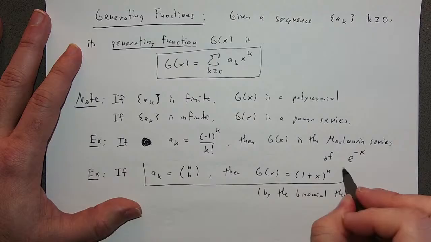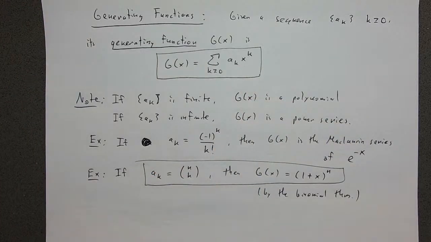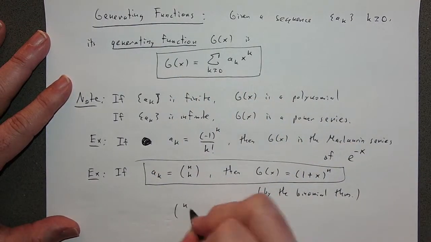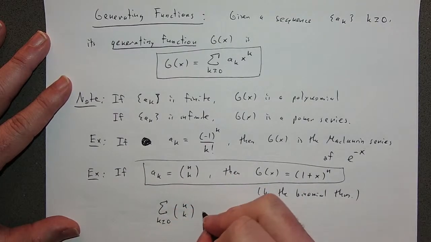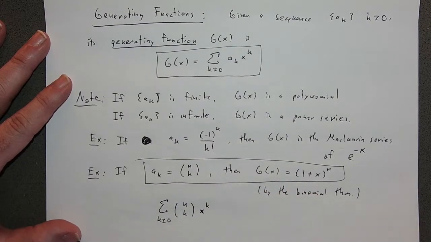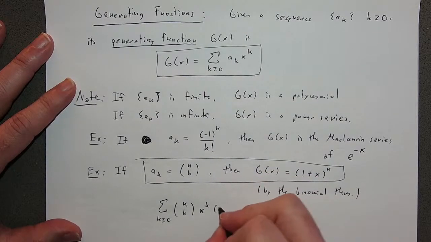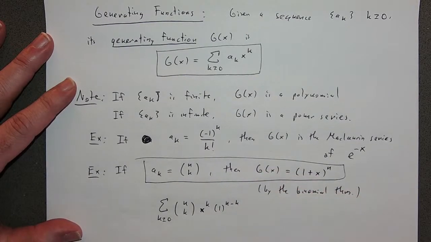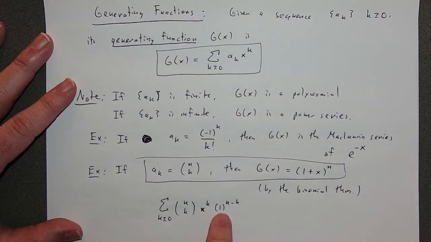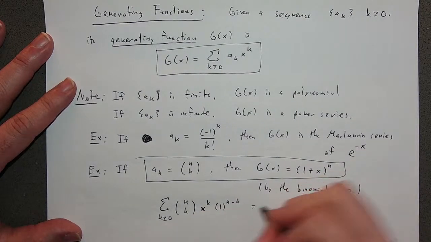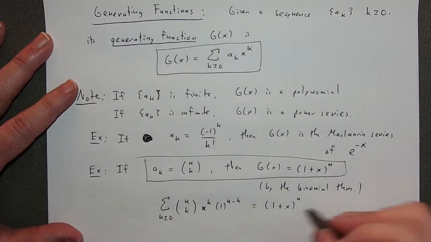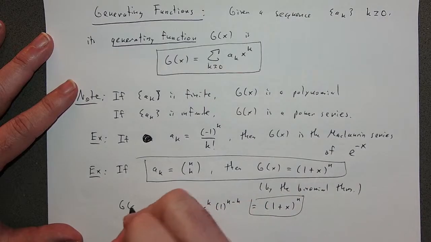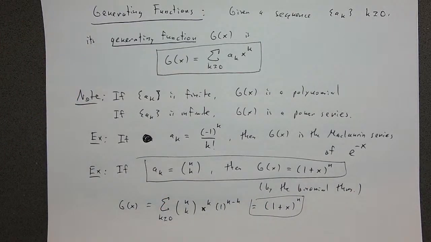All right, think about this. In terms of this definition, g of x in this case would be the sum over k greater than or equal to 0 of n choose k, x to the k. That is, of course, equal to n choose k x to the k times 1 to the n minus k, and by the binomial theorem this is 1 plus x to the n. This is what our g of x is. Okay.